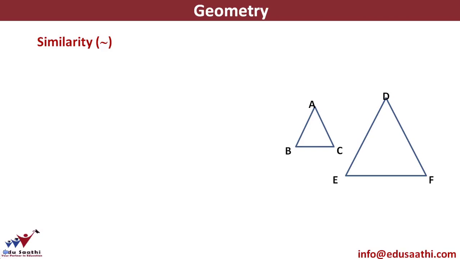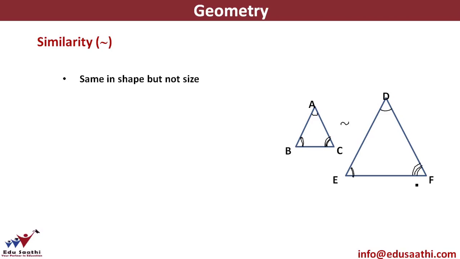What does that mean? The corresponding angles are the same. Angle A of the smaller triangle would be equal to angle D of the bigger triangle. Angle B of the smaller is equal to angle E of the bigger. Angle C of the smaller is equal to angle F of the bigger. If all three angles of one triangle are equal to the corresponding angles of another triangle, the two triangles are said to be similar to each other.